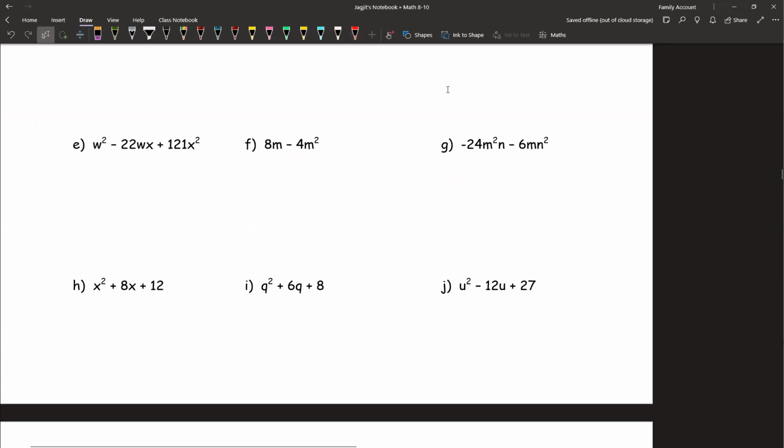Okay, let's try another one. Minus 24m squared n minus 6mn squared. I first look at the numbers. I realize we can factor out minus 6. And then I look at m squared and m. You can always factor out the lower power, so we will factor only 1m. I have n and n squared. We will factor only the lower power, which is just n.